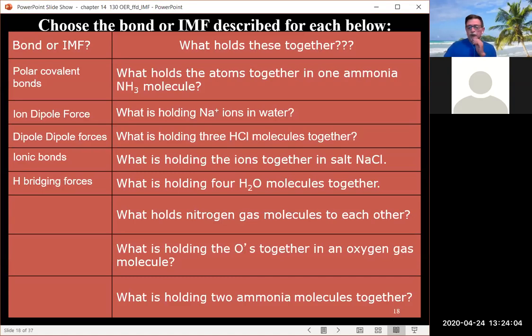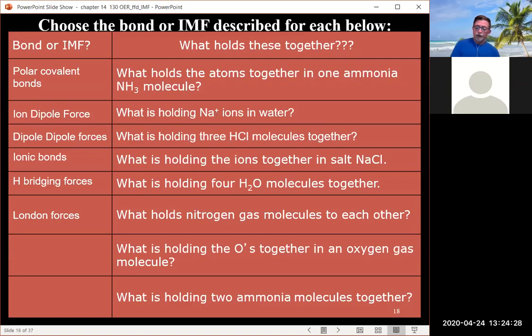Next question, what holds the nitrogen gas molecules to each other? To each other being the key word, IMF interactions, okay? Nitrogen gas is nonpolar. It's one of the diatomic molecules, nonpolar. The only force involved there are London forces, okay?